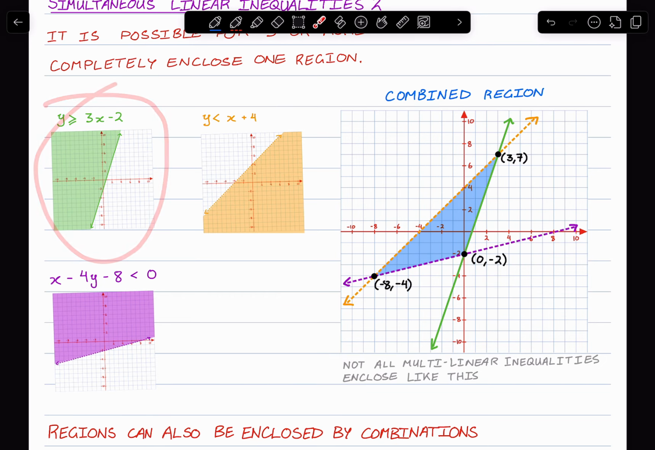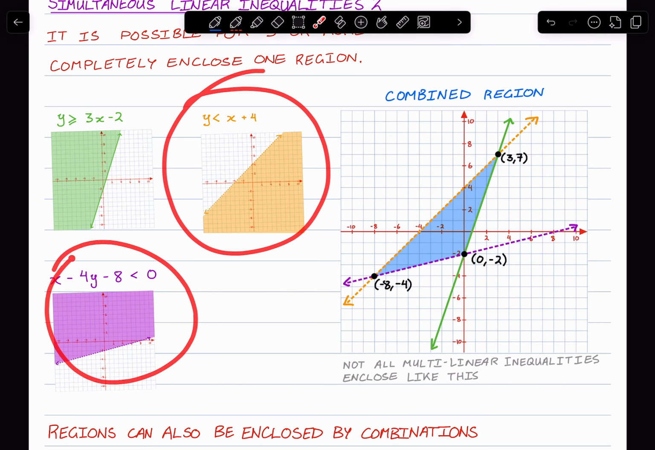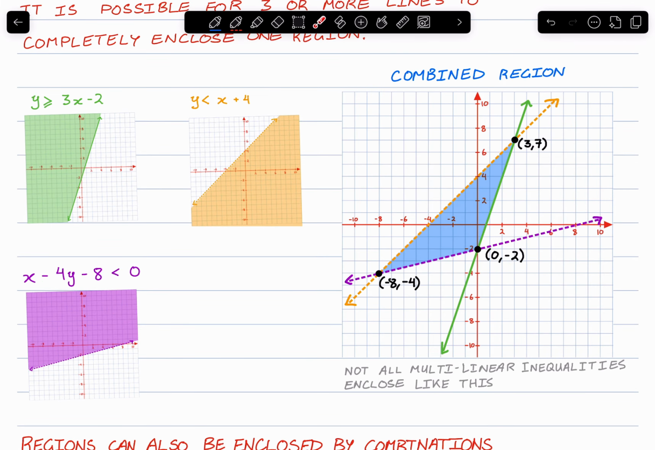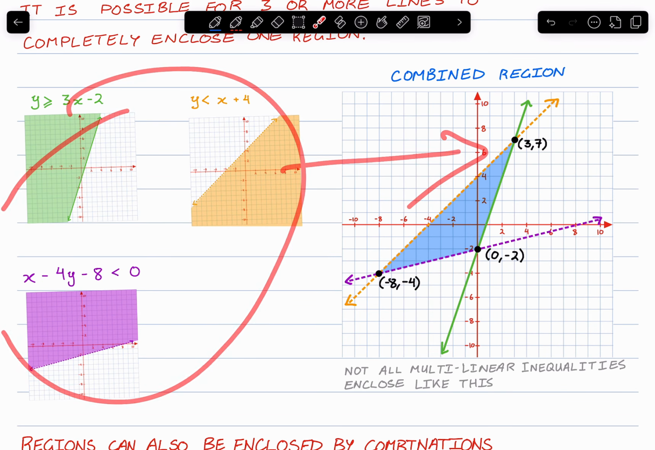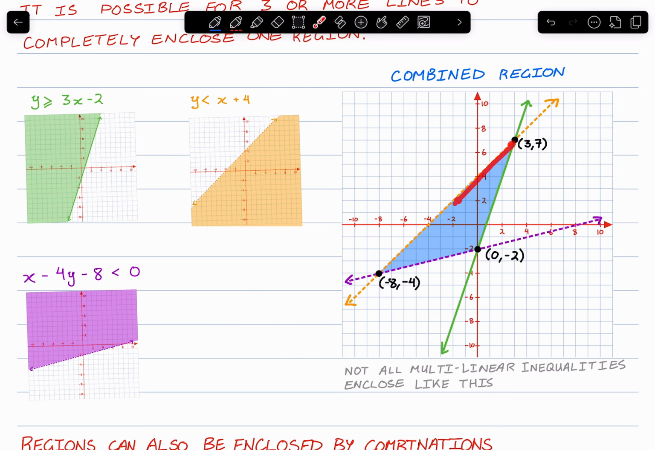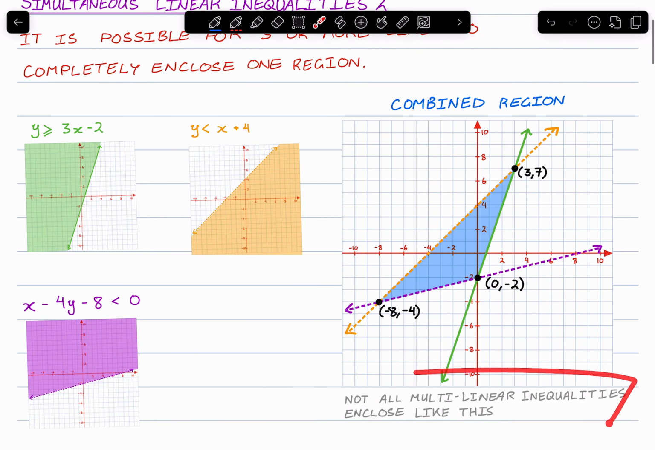So here's one in green, here's one in orange, and here's one in purple this time. And as you can see, if we were to combine all three onto the one Cartesian plane, we get this fully enclosed region. But now just keep in mind that not all multilinear inequalities enclose regions like this.